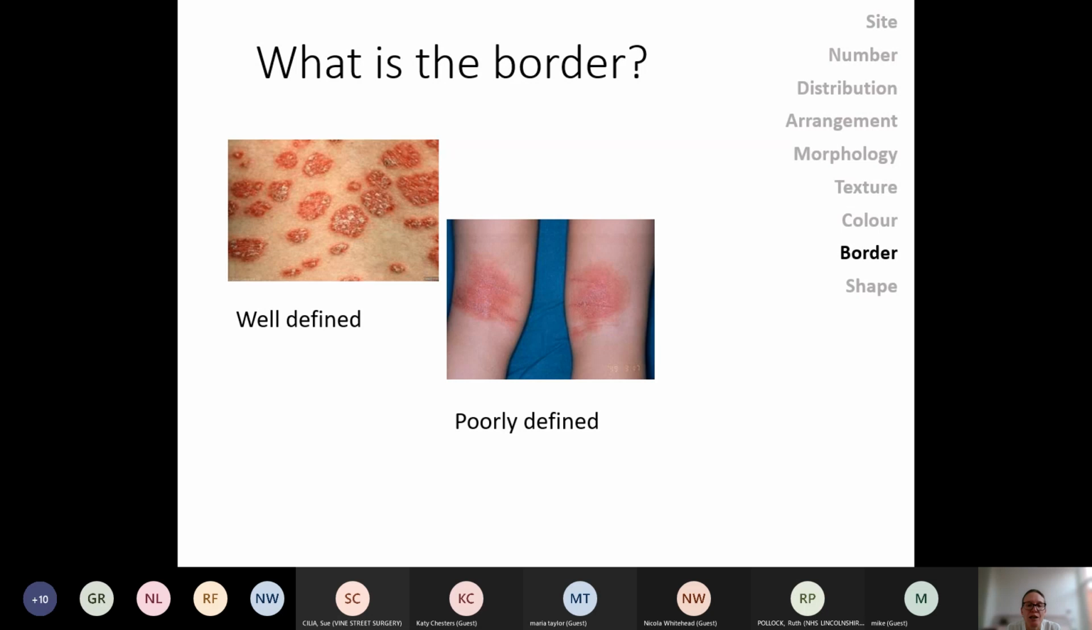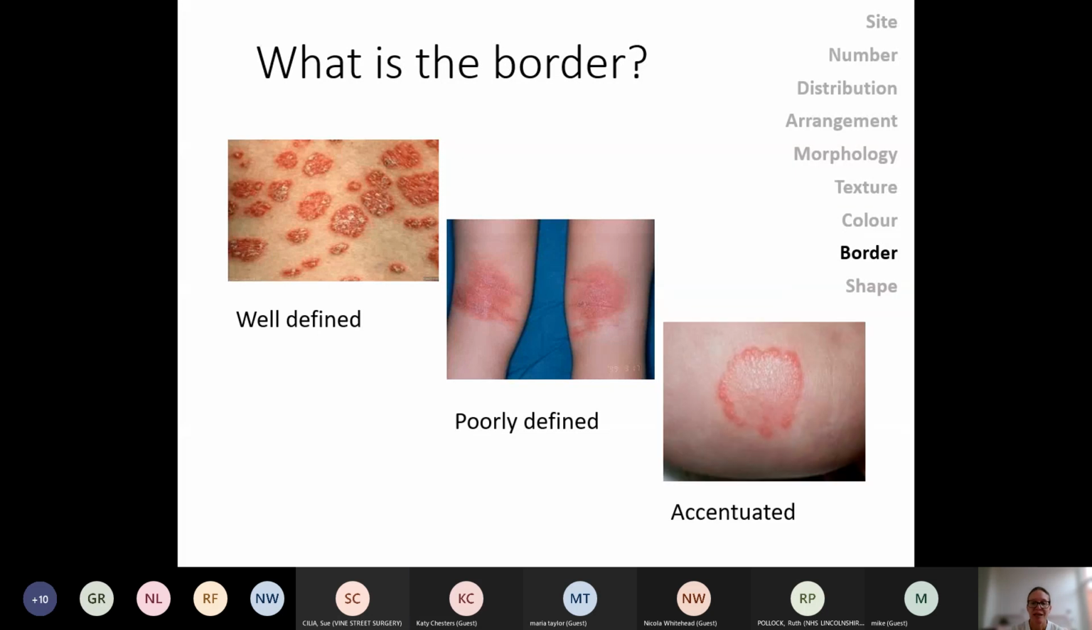If you look at the second picture, it's more difficult there. You could get a pen and sort of vaguely draw where the edge is, but you wouldn't be so definite as you would in the first picture. So we call that a poorly defined or ill-defined border, and that's really typical of eczema. So when we see people with eczema, it's very difficult to draw clearly around the edges of it. So they're really useful ones.